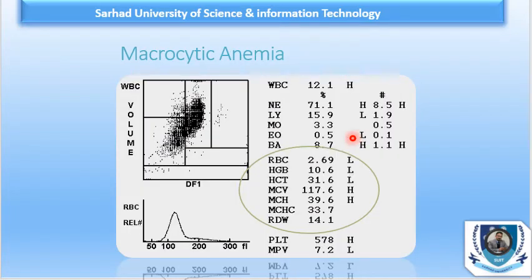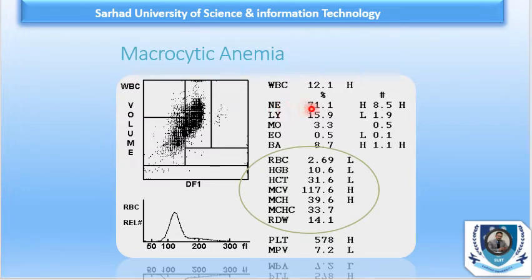This is another case, and it's a case for macrocytic anemia. So here again we have three things. First you will look toward WBCs. So here it's 12.1. It means that it's higher than normal. Here we have some infection. Now we'll think about whether this infection is neutrophilic or lymphocytic.